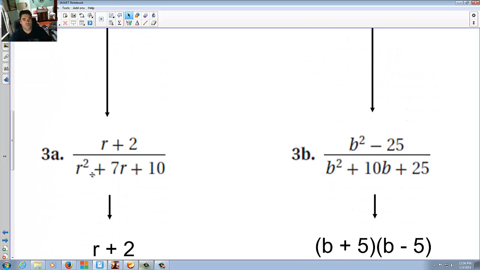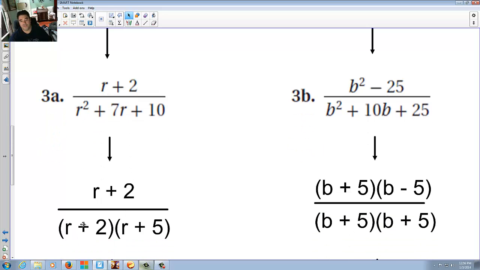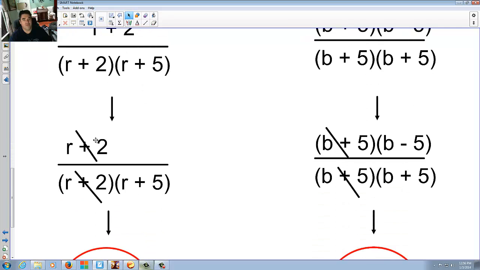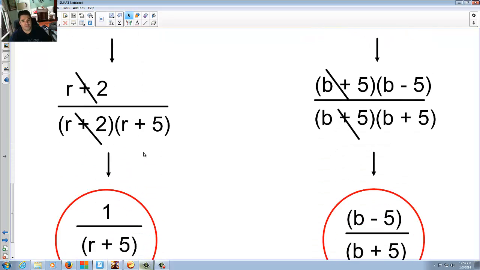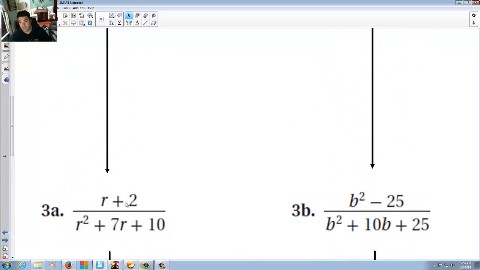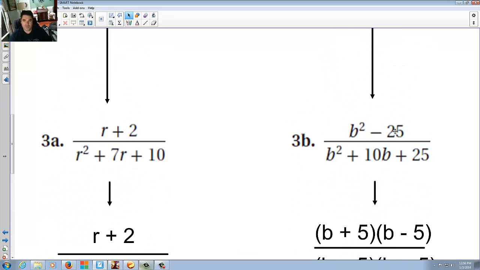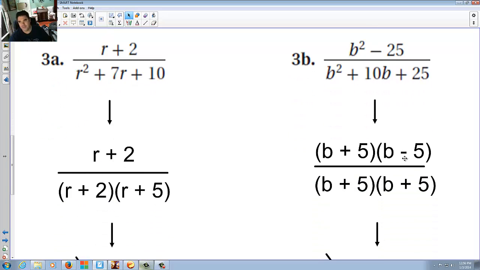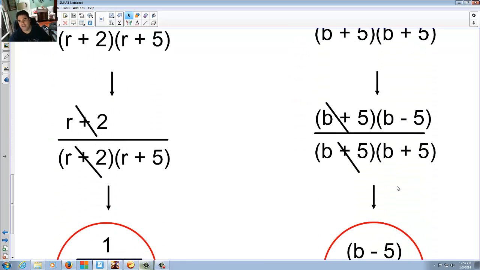R plus 2 over, and this breaks down into r plus 2 and r plus 5. These two cancel out. Now with nothing left, you put a 1 on top. So it's going to be 1 over r plus 5. And here, b squared minus 25 is going to be b plus 5, b minus 5, and b squared plus 10b plus 25 is going to be b plus 5, b plus 5. These cancel, leaving b minus 5 over b plus 5. That's the end there.